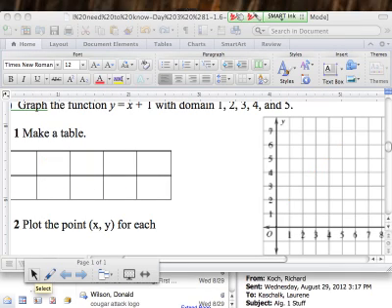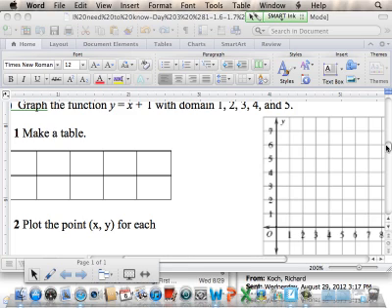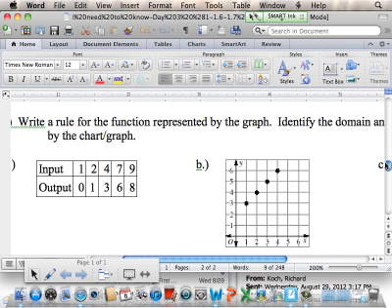All right, so again, just kind of plugging away here. On the back side of your notes, you'll see we're looking at example number 4. It says write a rule for the function represented by the graph. Identify the domain and range by the chart. Okay, so really, I shouldn't have said it's for part A. We're going to write a rule here as well.